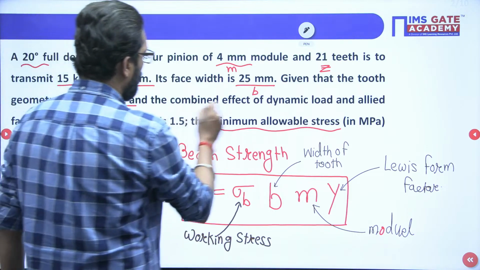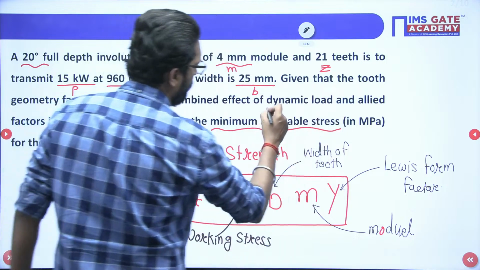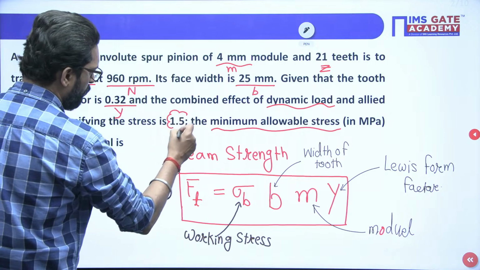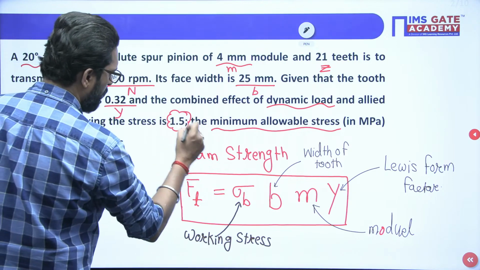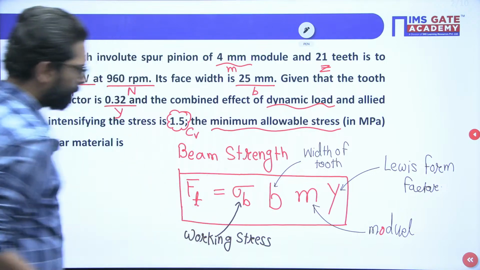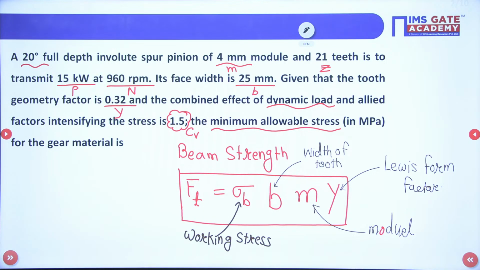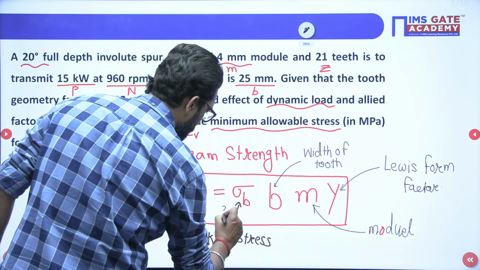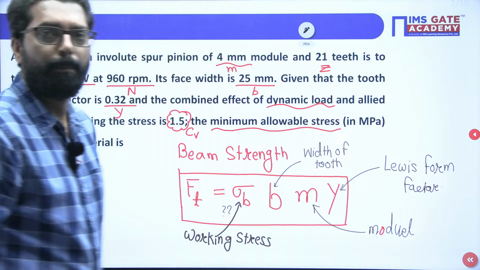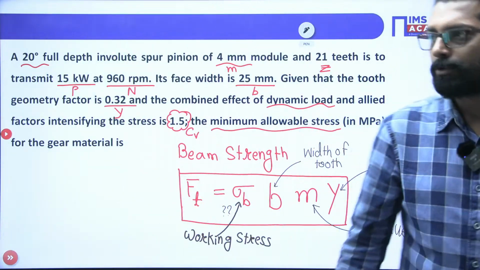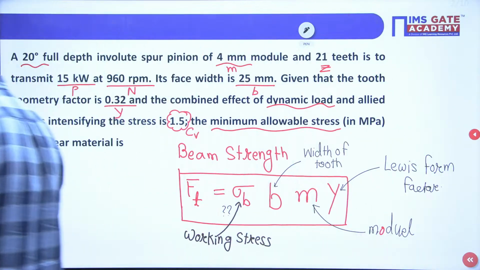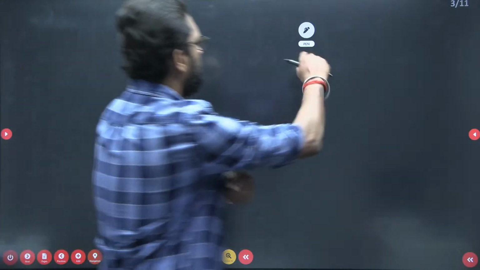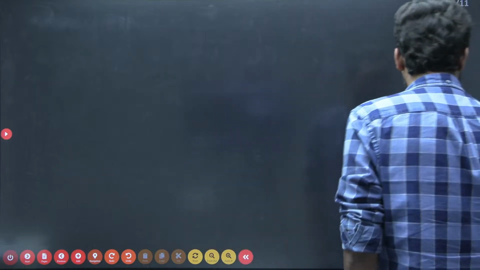Also you have to take into consideration the dynamic effect. The value considered according to the dynamic effect is 1.5, and this is denoted by Cv. The minimum allowable stress means you have to find this value, sigma b. That is the main thing. Clear? So let's start this question. All the data is given, so let's start this one.